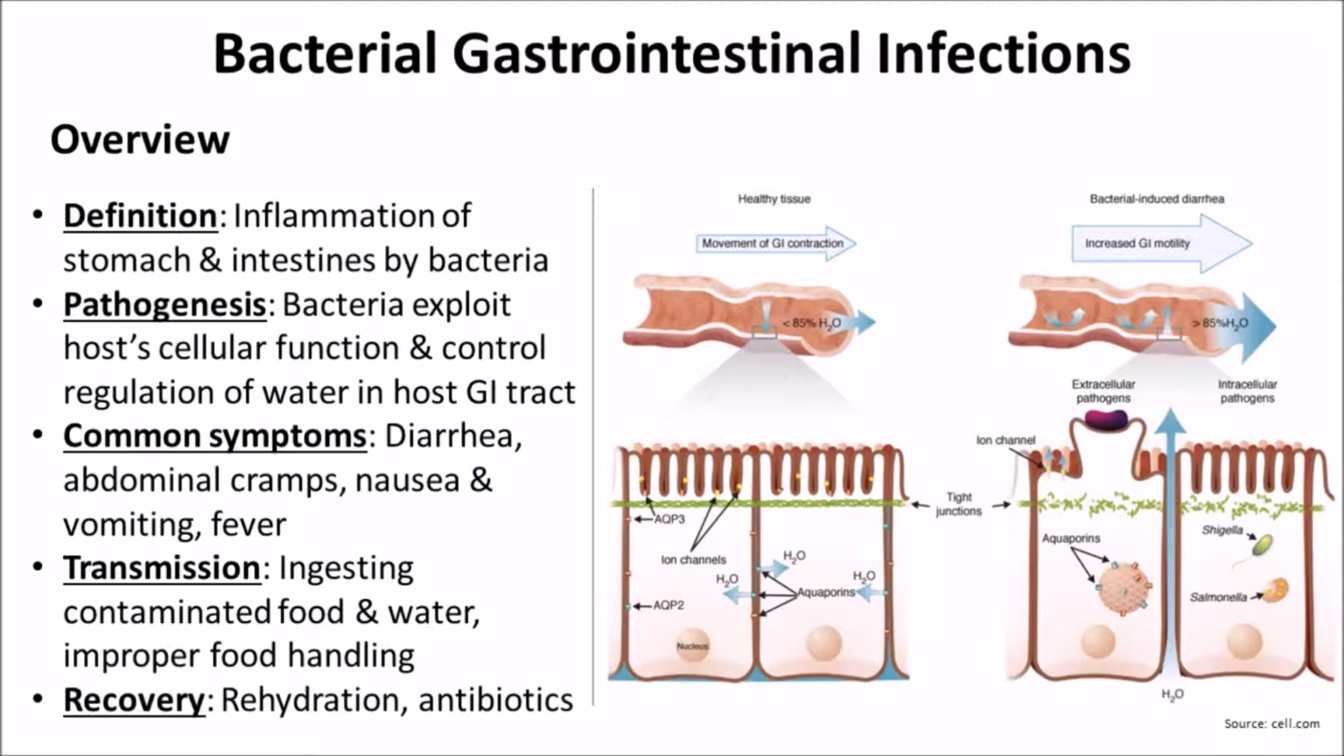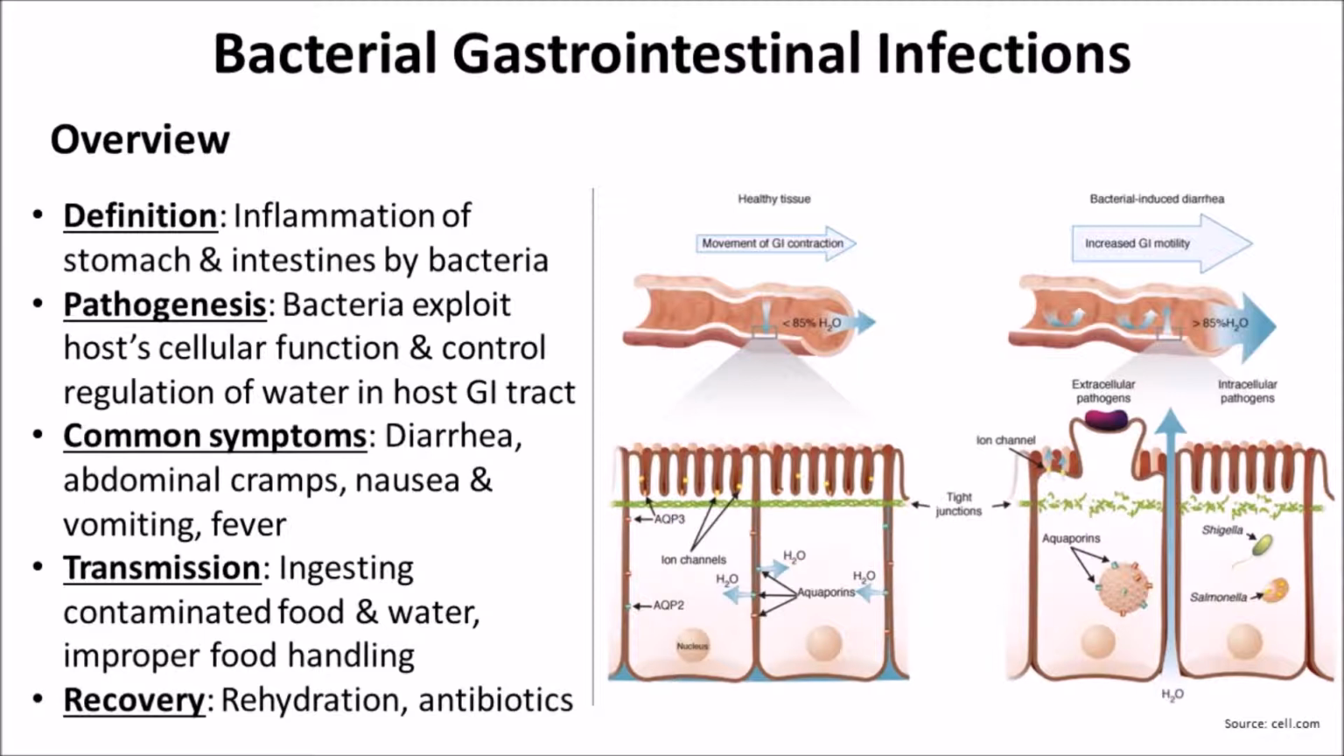An important element that occurs in almost all bacterial gastroenteritis problems is that these bacteria aim to control the water regulation in the host gastrointestinal tract, as pictured on the right. By manipulating the environment, the bacteria benefit by being able to outcompete the microbiota of the host, and are then able to disseminate into the external environment.